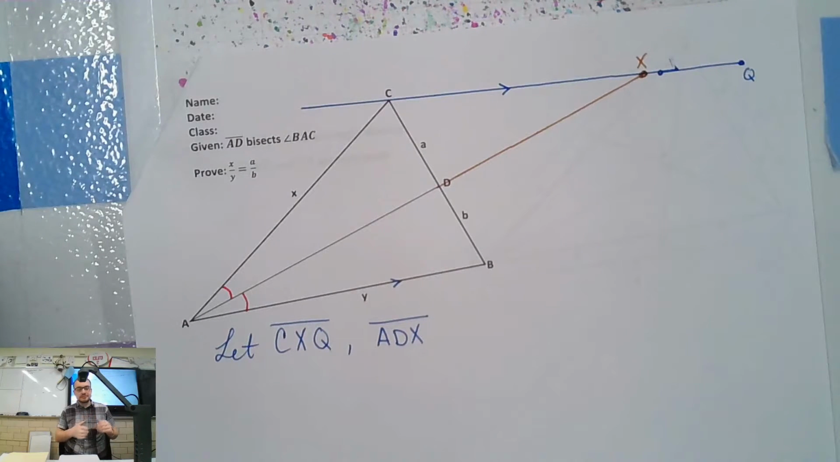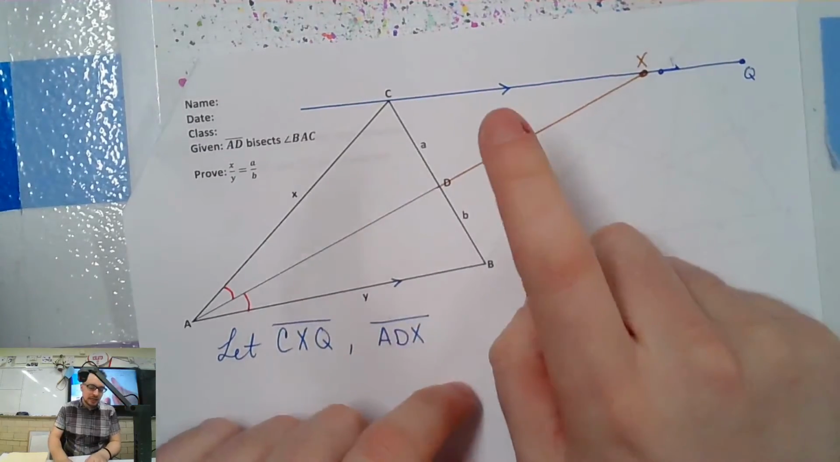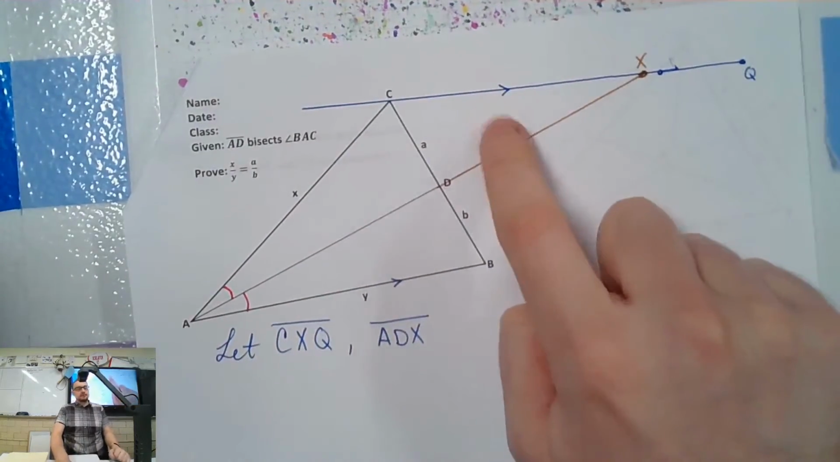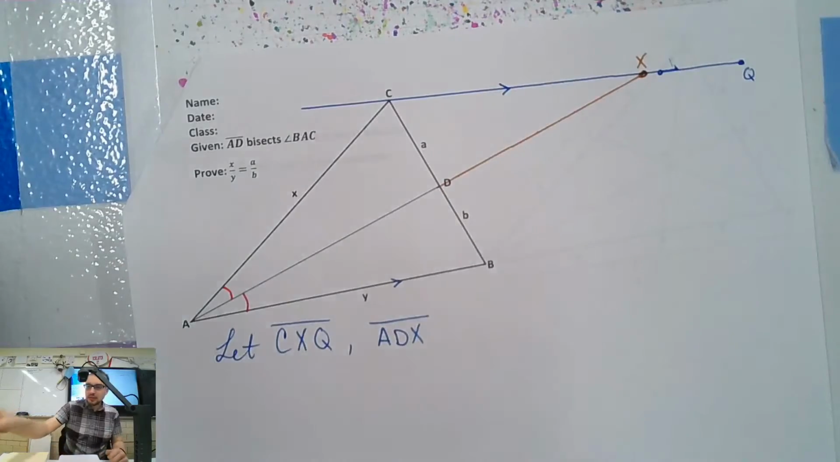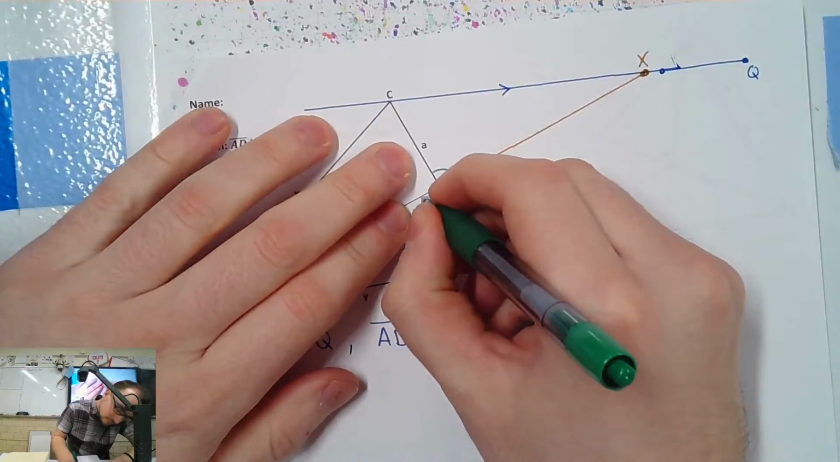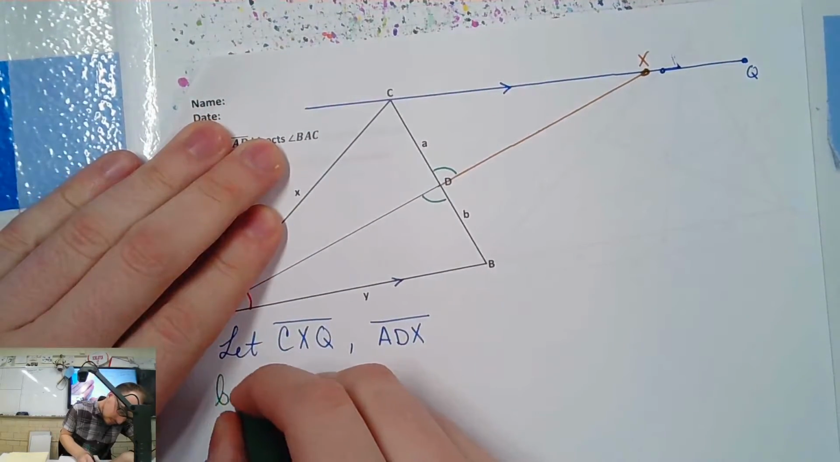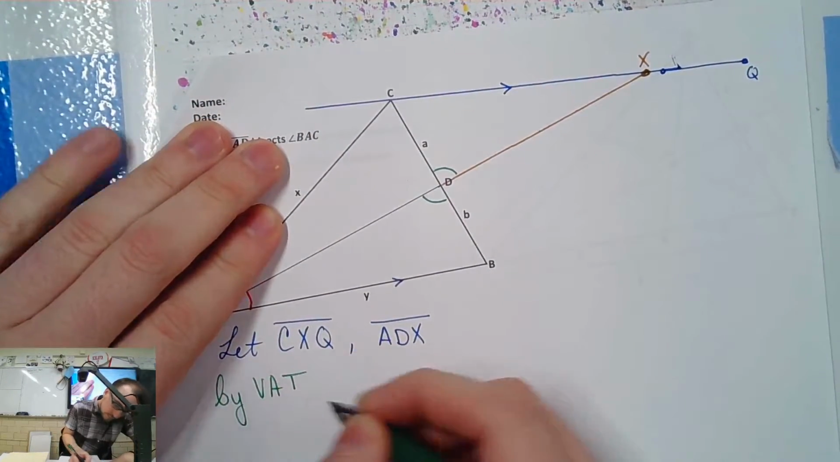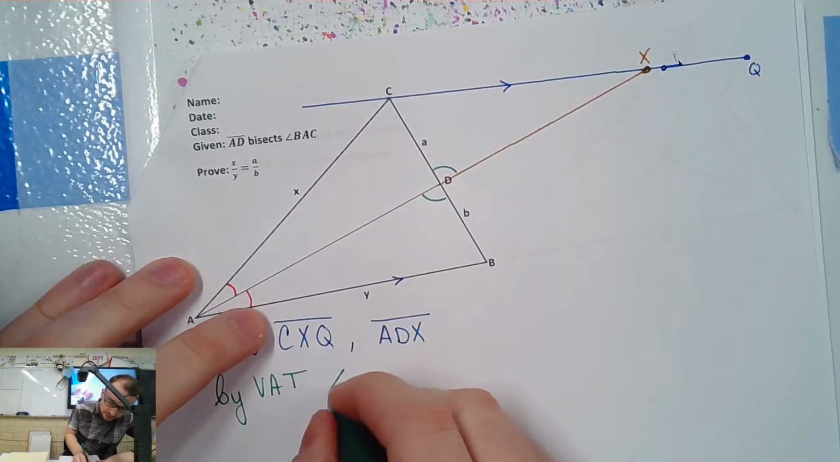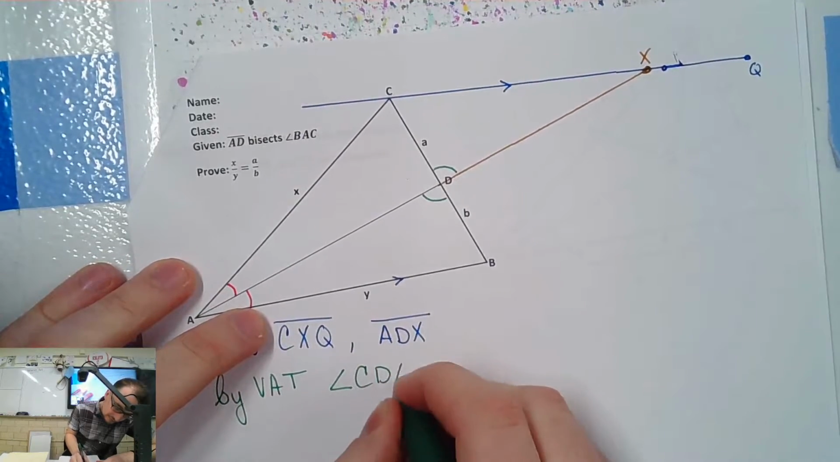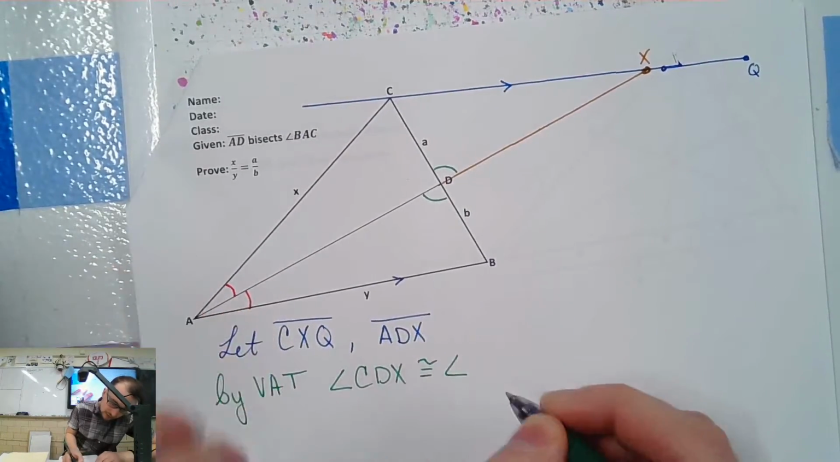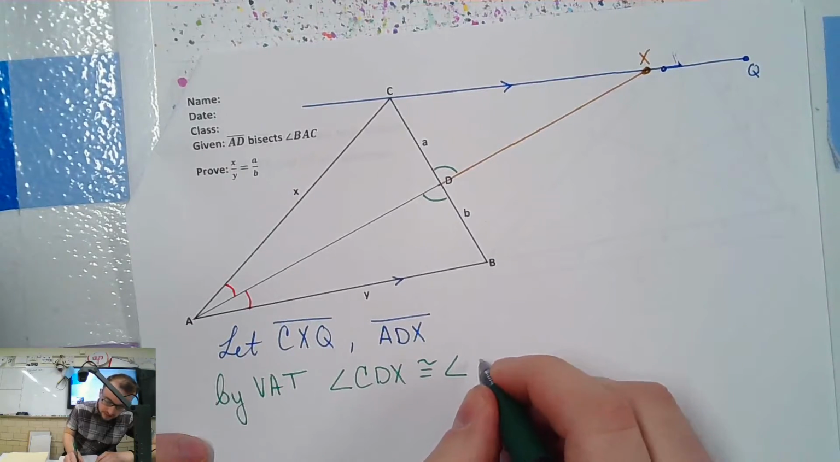What do you see? Shared side now. Yeah, but we don't need shared sides because that's going to be a proportion of 1 to 1. And what we're trying to do is get some of these triangles similar to this guy, right? Which is in vertical angles. So by vertical angles theorem, we know that angle CDX is congruent to angle ABD, or ADB, I should say.